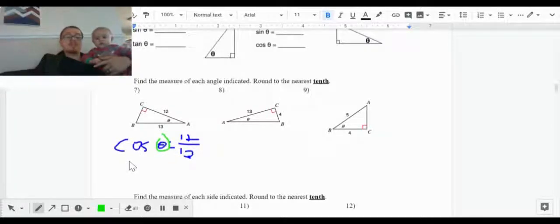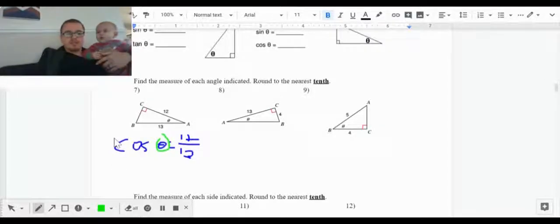And then we're going to plug in 12 over 13. We're going to do the cosine. Cosine inverse of 12 over 13.